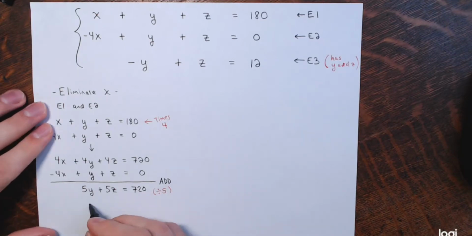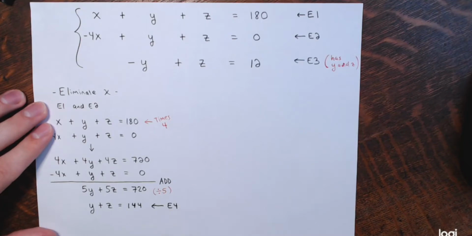So that'll give me y plus z equals, let's see, 720 divided by 5 is 144. 500 plus 200 plus 20, yep. Okay, so y plus z equals 144. And I'm going to call this equation 4, E4.